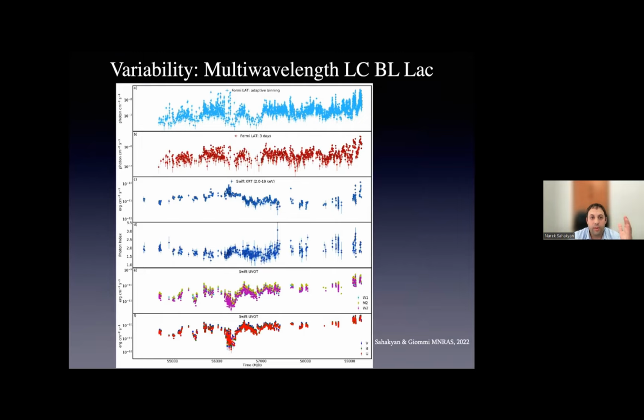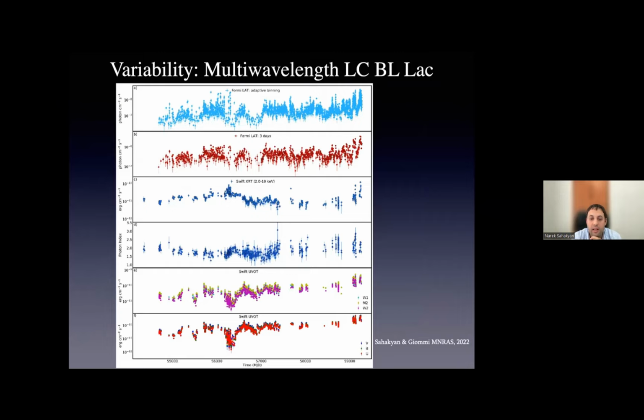So when we show this light curve of the flux changes in different bands, it not only gives you the magnitude or the order of the change of the flux, but also provides you important information on the processes that are taking place in these sources. For example, this is another light curve of a BL Lac blazar, and you see again the variation in gamma ray, optical, X-ray, UV, and all the bands practically.